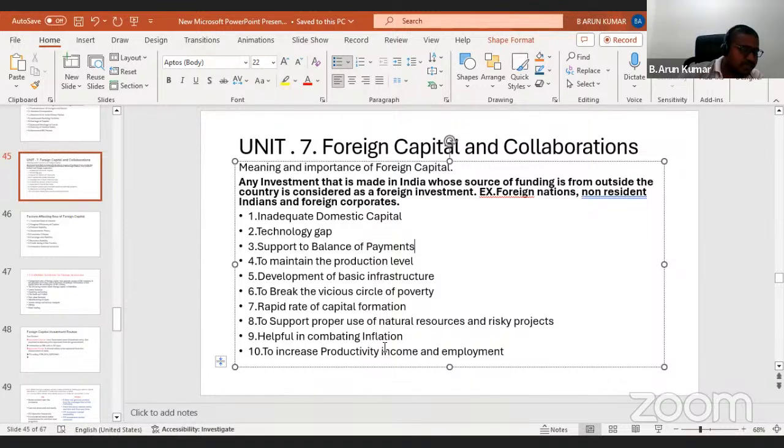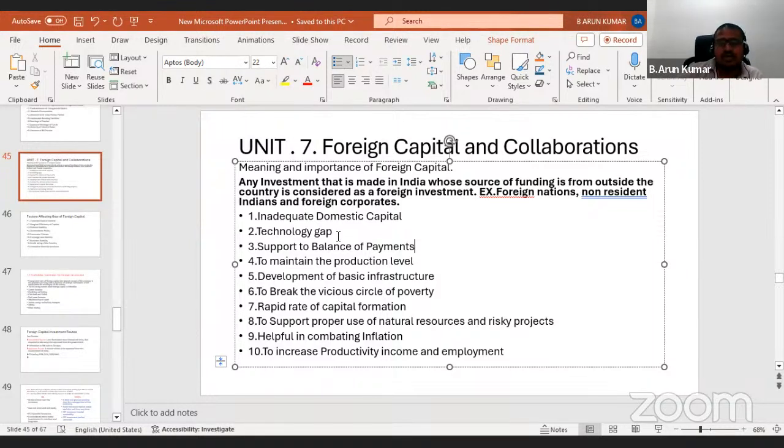Then the second one is the technology gap. Technology gap means technical knowledge and specialized capital equipment are necessary for rapid industrial development of the country. Various forms of foreign capital, such as foreign collaborations and foreign joint ventures, can contribute to the supply of required technology and specialized skills.